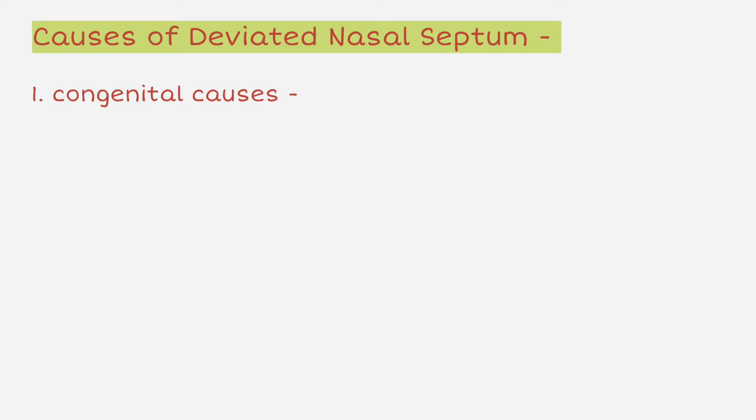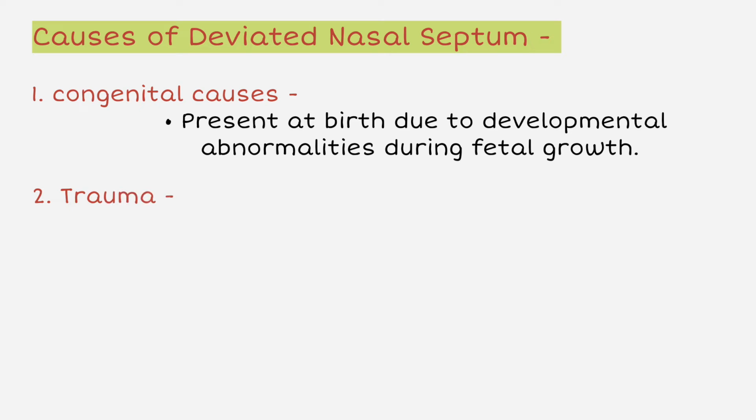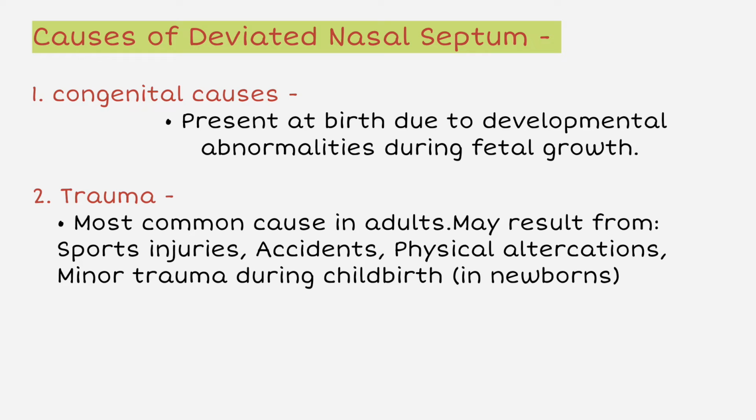1. Congenital causes. Present at birth due to developmental abnormalities during fetal growth. 2. Trauma. The most common cause in adults. It may result from sports injuries, accidents, physical altercations, or minor trauma during childbirth in newborns.